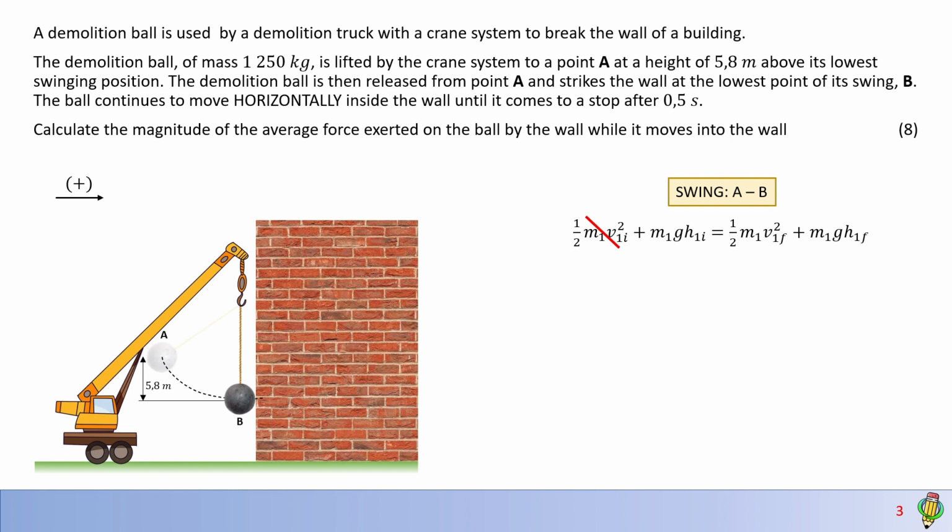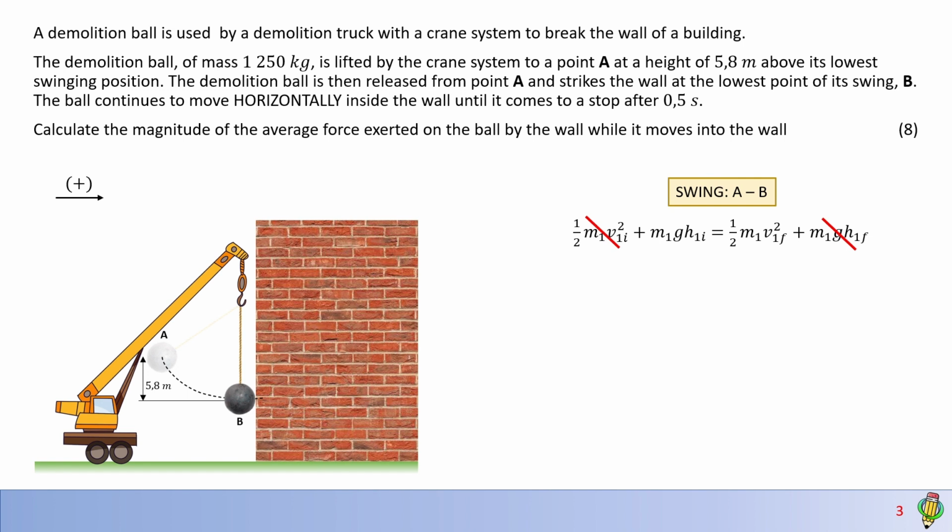On the other side of the equal sign, does the ball have kinetic energy at point B? Yes. So the ball will have a final velocity at point B. That term is not 0 as well. The last term, does the ball have potential energy at point B? No, because point B is actually our reference position. We can take that B as the ground position. So there's no height there, which means this term falls away.